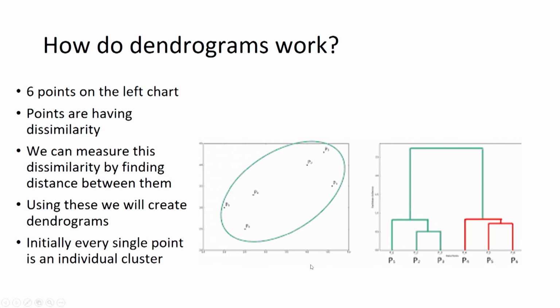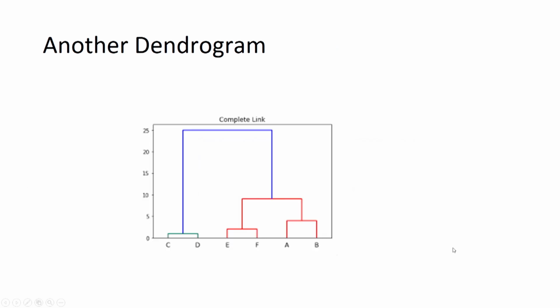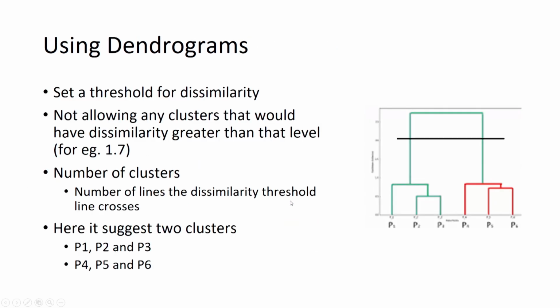This diagram and this content has been taken from the Machine Learning A to Z Udemy course. So, this is the way we record the formation of clusters in a dendrogram. Now, this is another dendrogram.